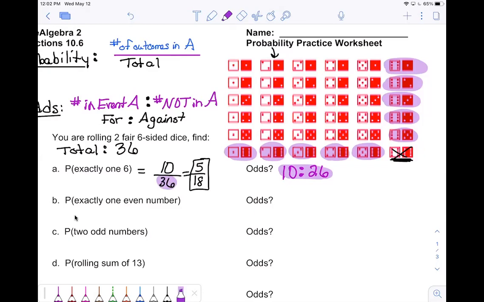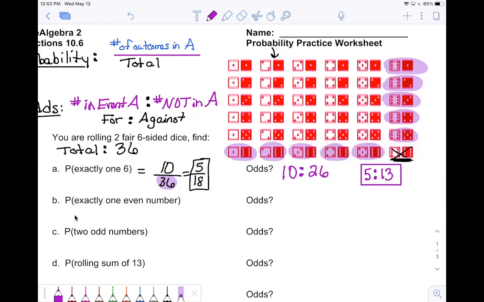Morgan, one more question for you. Do you think you can reduce 10 to 26? Reduce it the same way you would reduce the fraction. So what could I divide into both of them? Divide it by 2. Yeah, divide it by 2. What do you get when you divide it by 2? 5 to 13. Excellent. And that would be our odds.